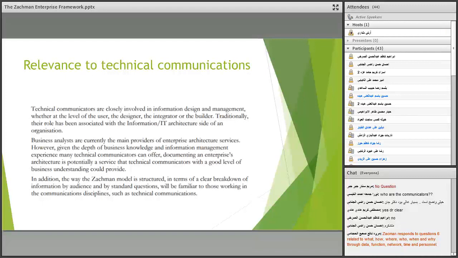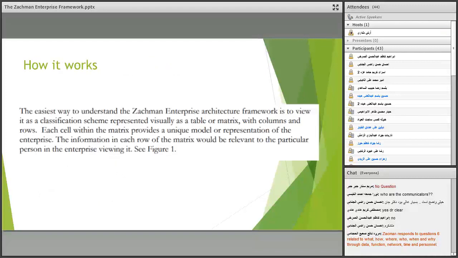So the way that the Zachman framework is structured, we're considering the Zachman framework as a list of explicit questions, and we're trying to provide an answer for these questions. So you see that the Zachman framework presents clear answers for these questions. Now we're going to talk about how the Zachman framework works. We are going to talk about how to represent the Zachman framework.